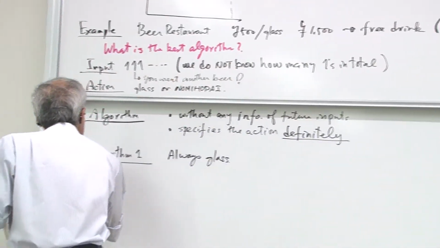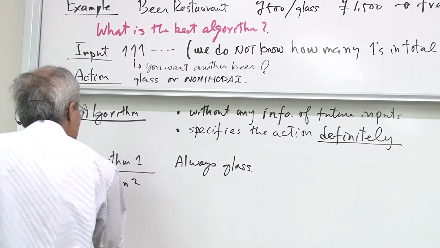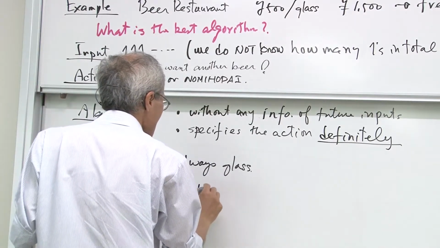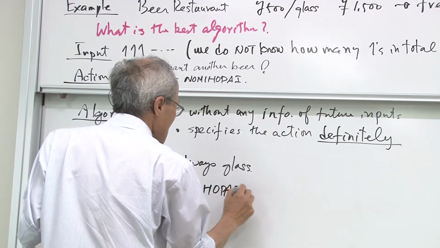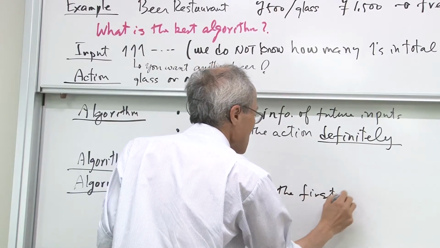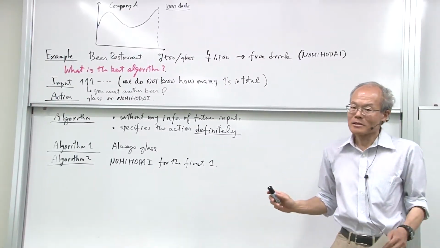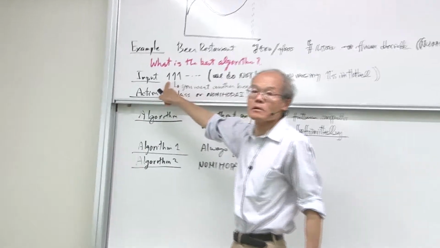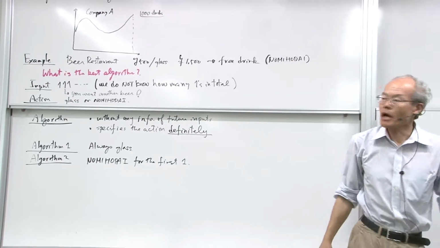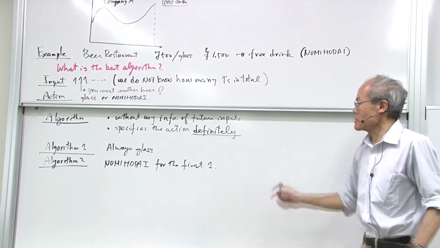Algorithm 2 is 飲み放題 for the first one, at the beginning. When the first one comes, you just order 飲み放題. Again, it satisfies the requirements. That's okay.